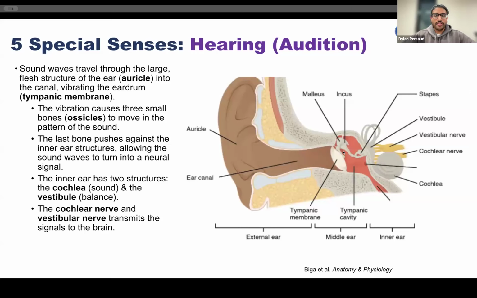And we have very, very small bones, which are called ossicles, that also vibrate and cause the bone to brush against the structures of the inner ear, which is the cochlea, which allows for sound to be transmitted. And we also have another part of the ear called the vestibule, which is responsible for balance. And the cochlear nerve and the vestibular nerve is what is transmitting this information to the brain. And they're actually grouped together as one cranial nerve. Okay.